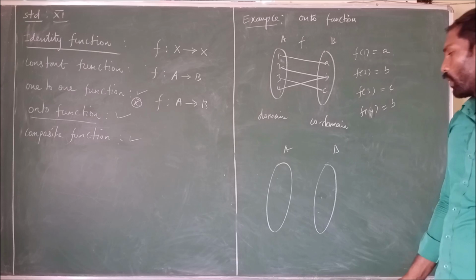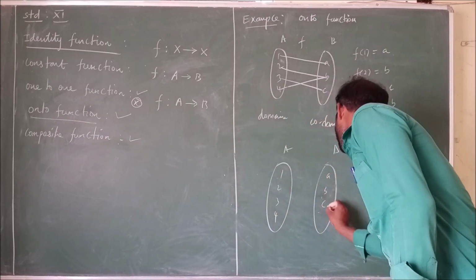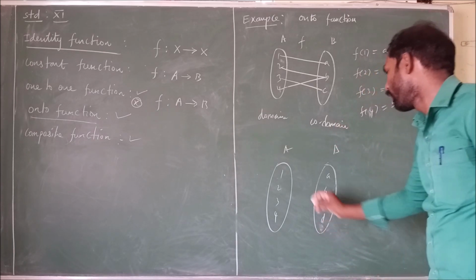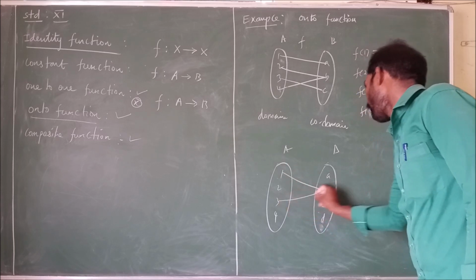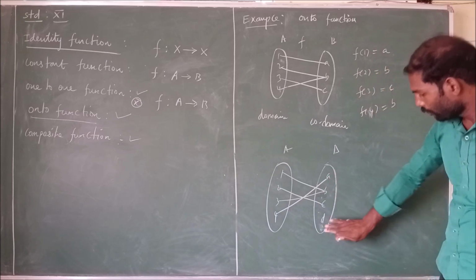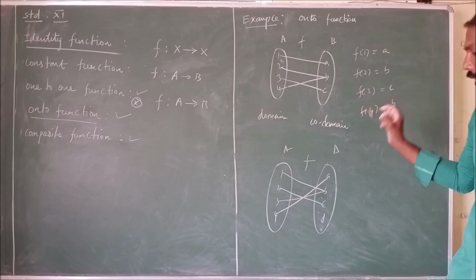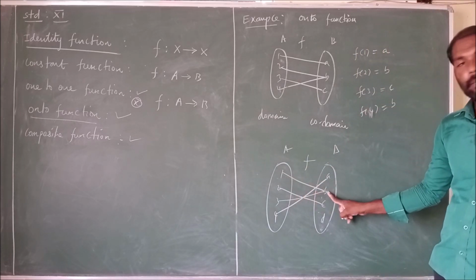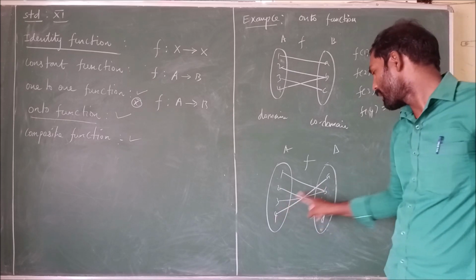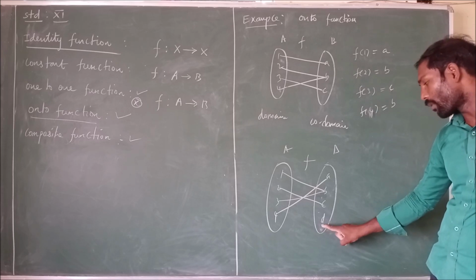Domain and codomain: 1, 2, 3, 4 and A, B, C, D, E. 1 is mapped to B, 3 is mapped to B, 2 is mapped to C, 4 is mapped to A. This is a function. It is clear that each element of the domain is mapped to only one element in the codomain.